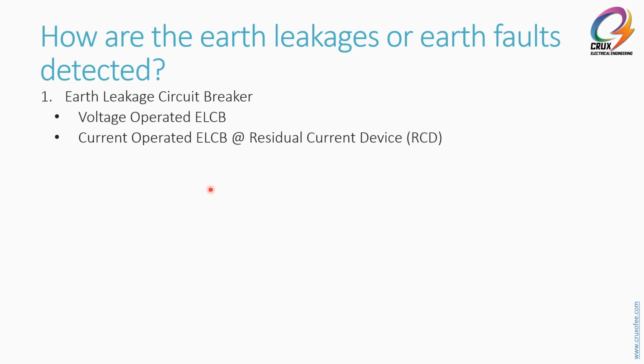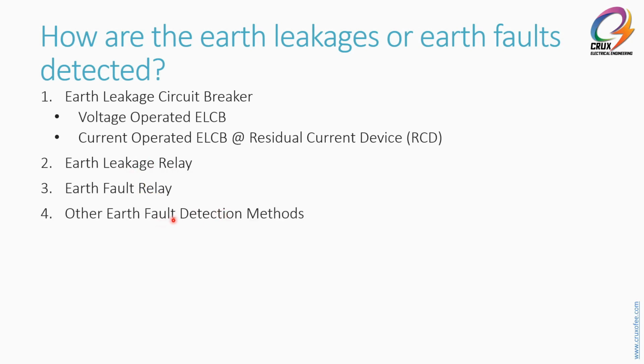Second, we can detect earth faults through earth leakage relay, and also some earth leakages, because the setting can be as low as 30 milliamp for earth leakage relay. For the larger earth faults, of course, it's an earth fault relay that we can find in the overcurrent earth fault or the OCEF relay. And there are also other earth fault detection methods, which we will touch on briefly later.